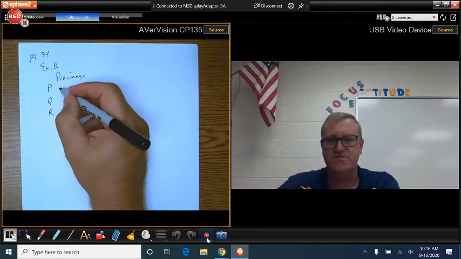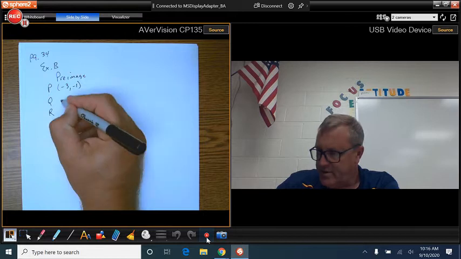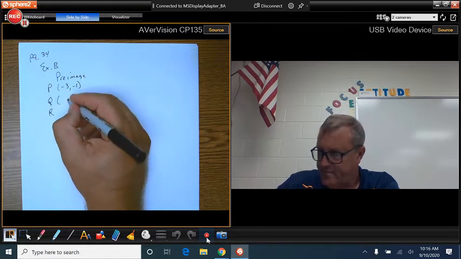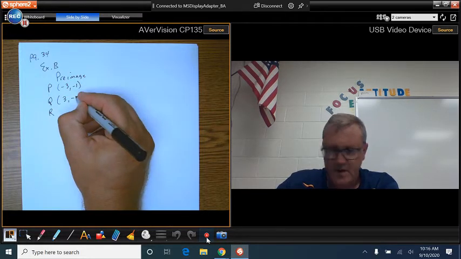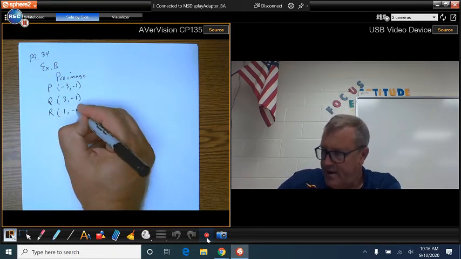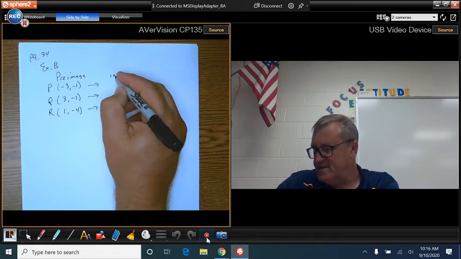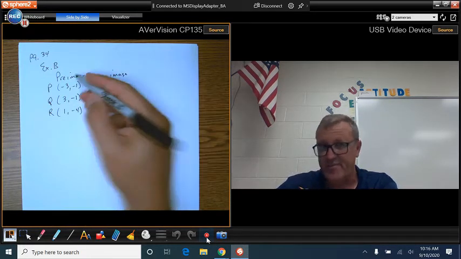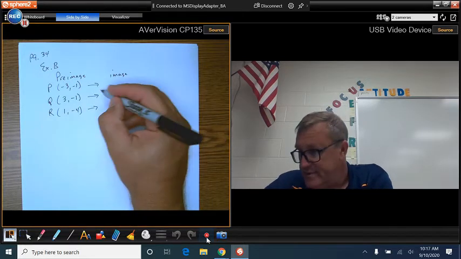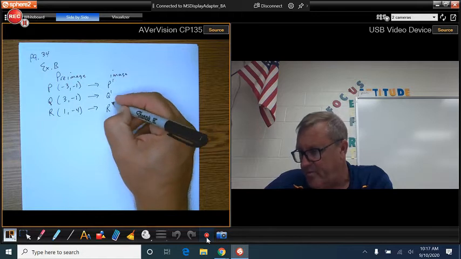All right, so what's the coordinates for P? -3, -1. Q? 3, -1. And R? 1, -4. Okay, and those are mapped to the image. It kind of seems backwards that we start with a pre-image and go to an image, but how we do it? P prime, Q prime, and R prime.